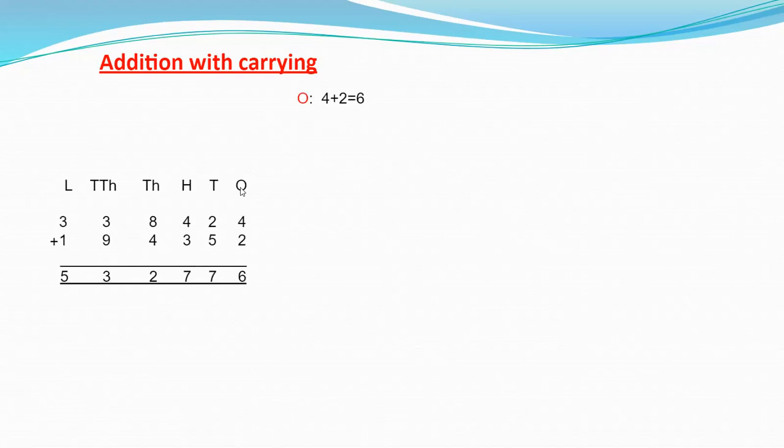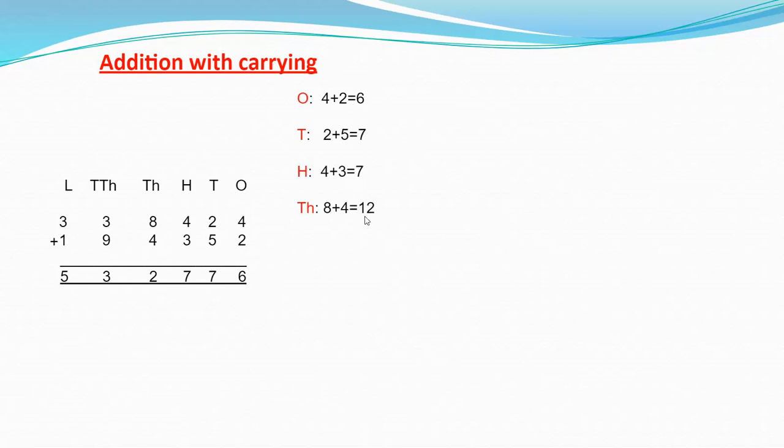First of all, we will take ones. 4 plus 2 equal 6. We have written 6. Now tens. 2 plus 5 equal 7. The answer is 7. Now we will add hundreds. 4 plus 3 equal 7. Look here, we have written 7. Now we will add thousands. Thousands are 8 plus 4 equal 12. Now these all are single digits we have written.